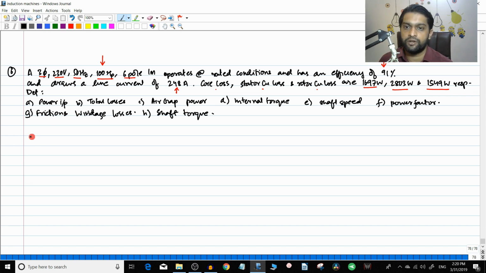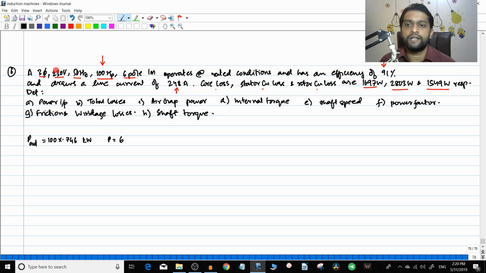So first let us write what is given. The motor is working at the rated condition, so the output power will be the rated power. That is 100 into 0.746. 100 HP into 0.746 will give it to you in kilowatts. So that is one thing given. P is given to be 6 poles.